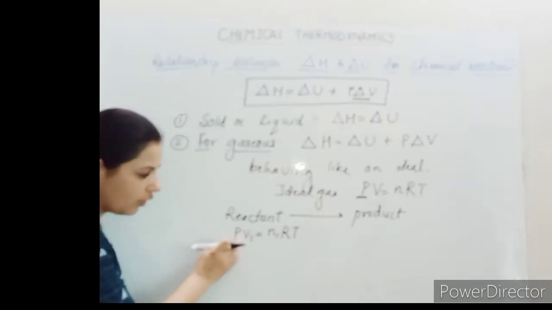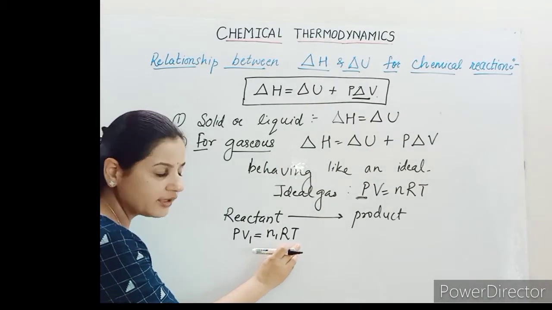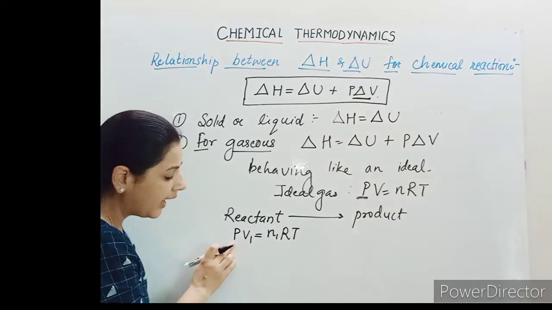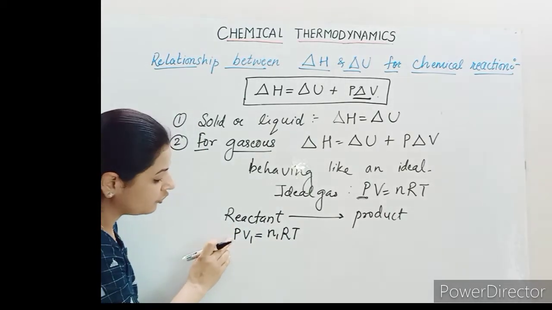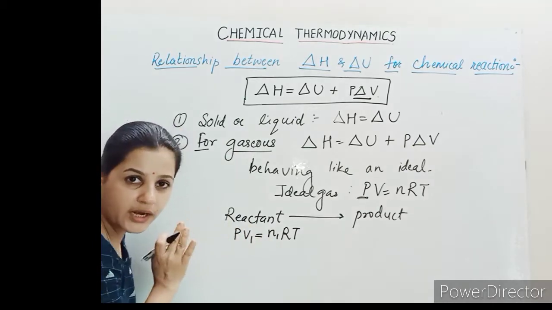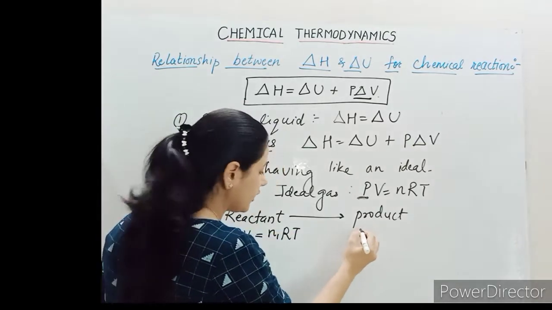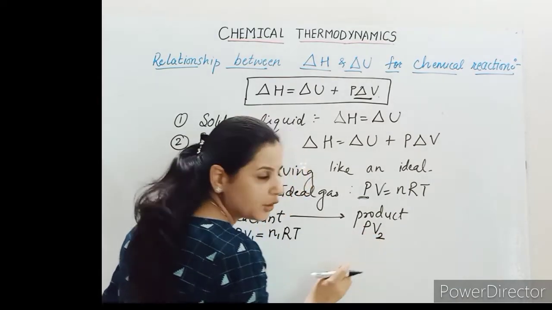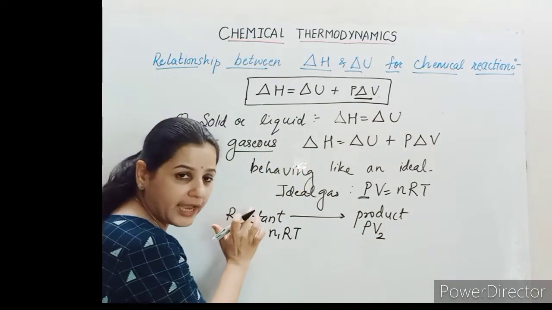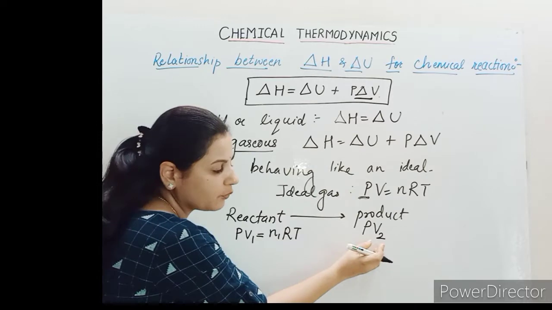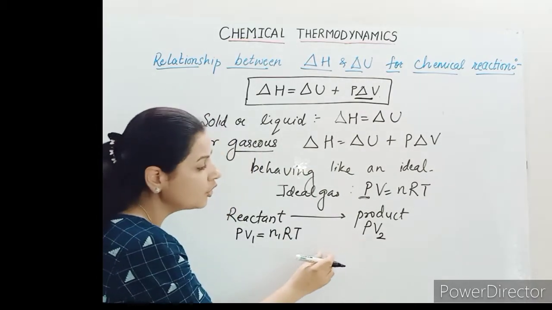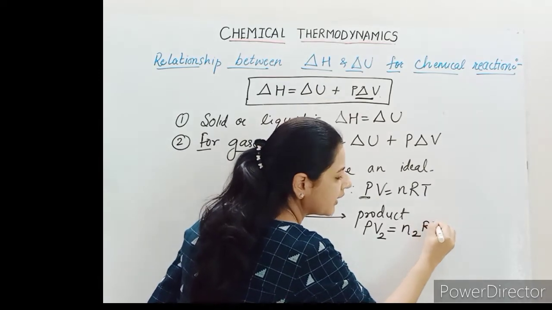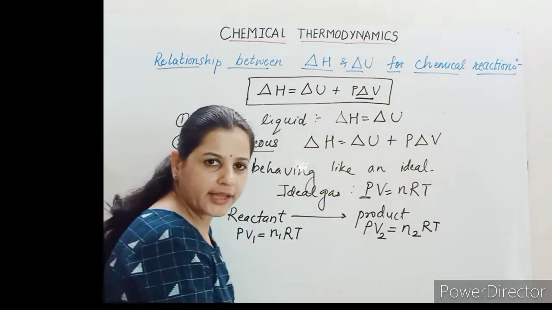Yes, because R is a gas constant, T is an absolute temperature which is again constant throughout the system, and here pressure is also kept constant. So P into V1 is equals to N1 RT. And similarly on the product side, if we apply the ideal gas equation, then it will become P into V2, because after the reactant getting converted into product, suppose the volume has changed to V2, so P into V2 will be equals to N2 into RT. Yes, we can write like this.